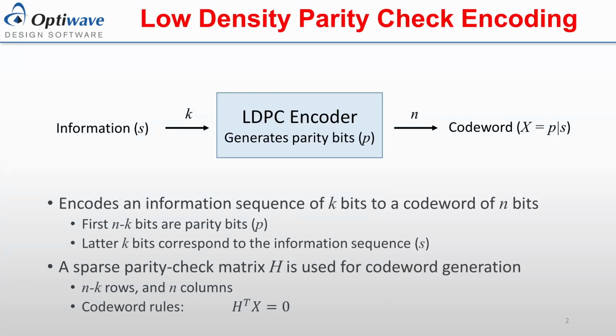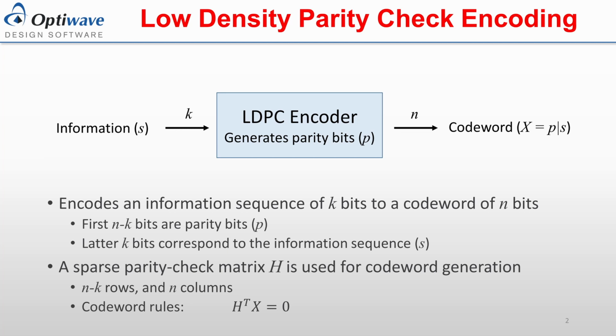The LDPC encoder is used for forward error correction through the use of low-density parity check codes. The LDPC encoder receives an information sequence of length k and generates a code word of length n, where n is larger than k. The unique aspect of the LDPC encoder is that the first n minus k bits of the code word are parity bits, while the last k bits correspond to the original information sequence.